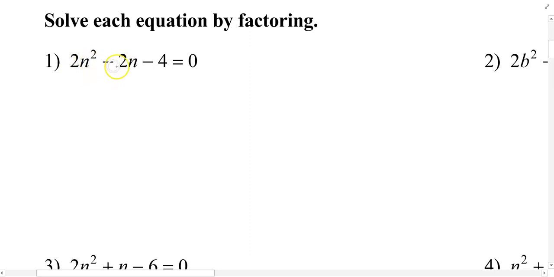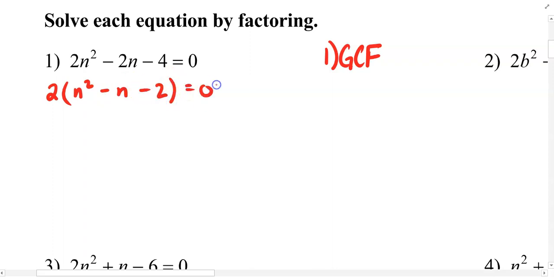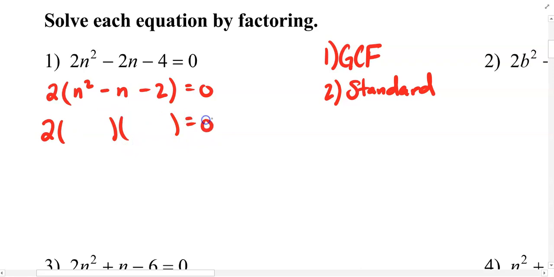Now, I will note that in this first example, while it looks like a non-standard trinomial at first, there is a GCF. And we always check for a GCF first. After I factor the GCF out of this, I'm left with 2 times the quantity n squared minus n minus 2 equals 0. And then inside, I'm now left with a standard trinomial. And that's what I would be looking for if there was no GCF to begin with. Now that I've gotten the GCF out of the way, I run through the list again. Standard trinomials are much easier to solve than non-standard, so this is good for us.